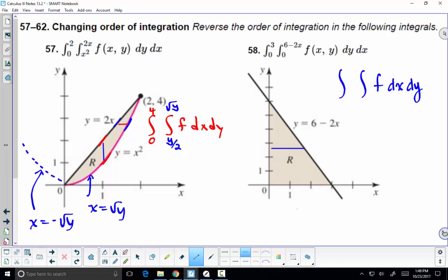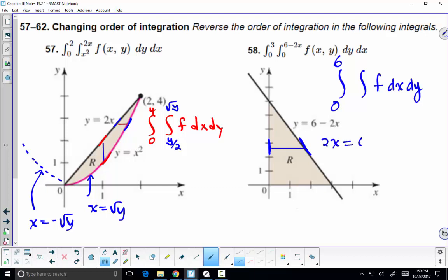So in this one over here, dx is coming first, dy is coming second. If dy is coming second, then we want the y's to come from a constant interval, which means a horizontal element. And that horizontal element is going to slide from 0 up to 6. So that's going to be 0 to 6 on the outside. And then the inside, we have functions. That element has a left bound and a right bound. Those are both functions, but because they're left and right bounds, they have to be x equals. So we solve each of these for x.